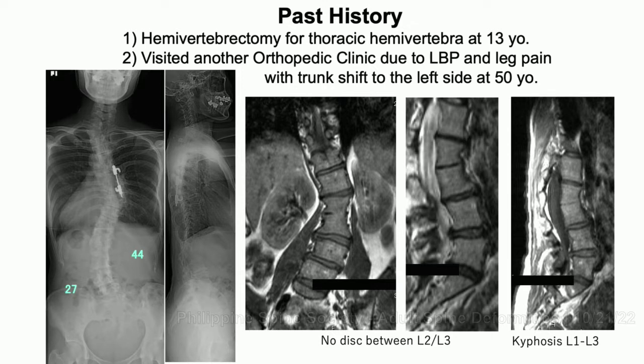At the age of 50 years, she visited a private orthopedic clinic complaining of low back pain and left leg pain with coronal malalignment. Her lumbar scoliosis was 44 degrees with a convex to the left and L4 tilted 27 degrees to the left at that time. MRI showed fused vertebrae of L2 and 3 with mild kyphosis and disc degeneration.